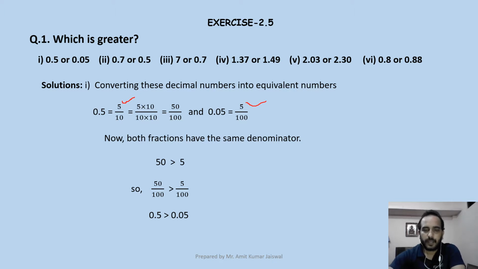If you want to compare the same 0.5 and 0.05 by just observing the numerator, you can see this 5 is the numerator and here we have 5 as the numerator. So when the numerators are same, the fraction with the lesser value of the denominator will be larger. So 5 upon 10, that means 0.5, will be the larger value. So this is how you need to compare it, either by observing the numerator or by observing the denominator with same numerator. So this is the way you need to solve it.